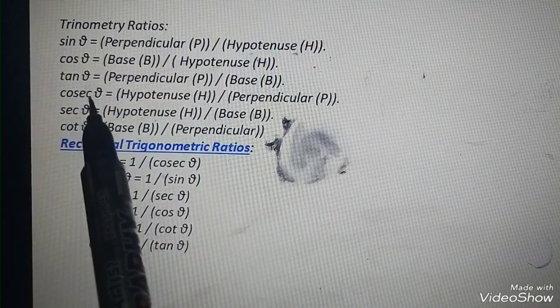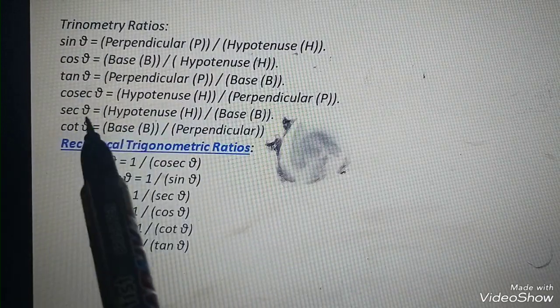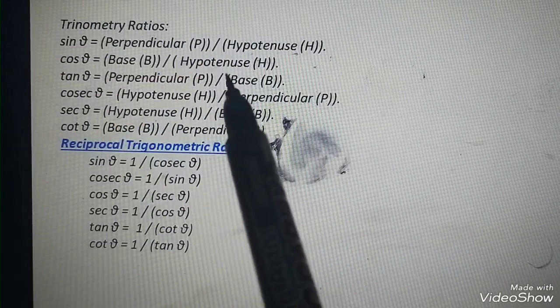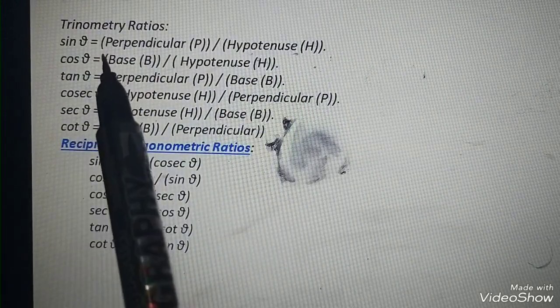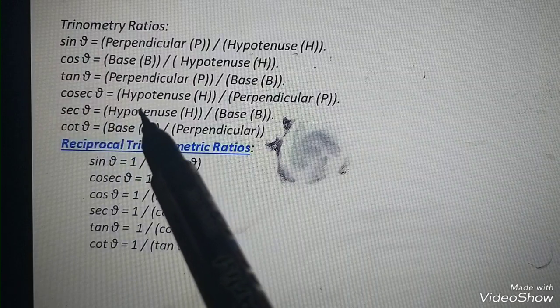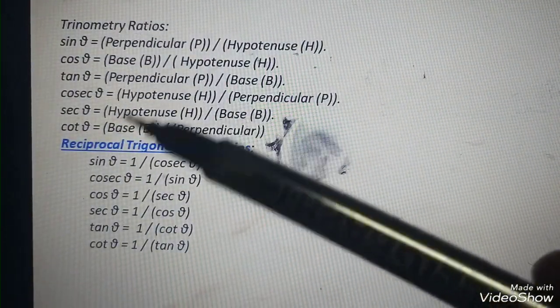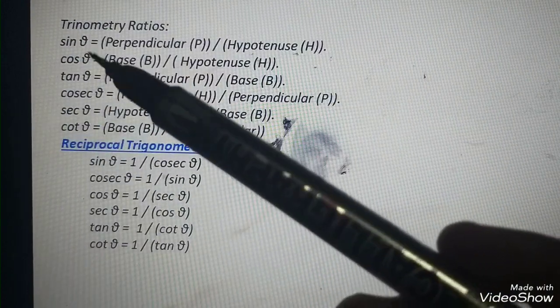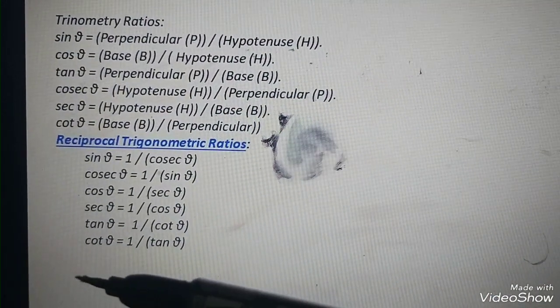Now cosec theta is 1 by sin theta, that is hypotenuse by perpendicular. And sec theta means what? 1 by cos theta, that is hypotenuse by base. Cot theta means cos by sin, children. So we have to remember the short forms of every ratio. Okay, cot means cos by sin, tan means sin by cos, like this we have to remember.